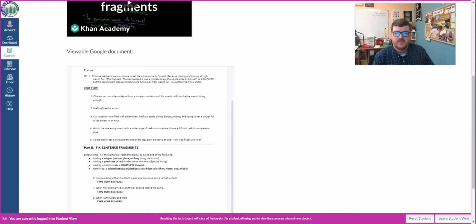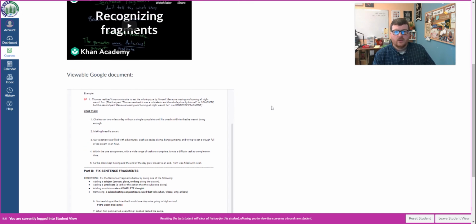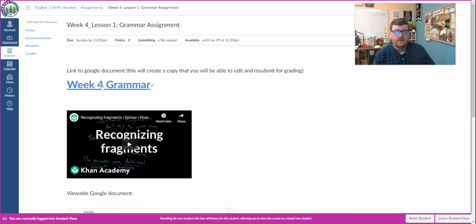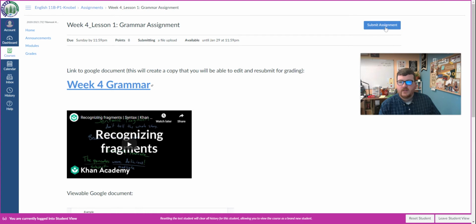And then the second part of this assignment will give you 3 sentences and something has gone wrong with them. They are fragments and you need to fix them. So use your knowledge and tools to fix up these 3 sentences here. And if you need help with any of this, please email me, let me know, and we'll get it fixed up. Once you get that done, you're going to take your document that you've created here and submit that up at the Submit Assignment button. And that's assignment number 1 for this week.